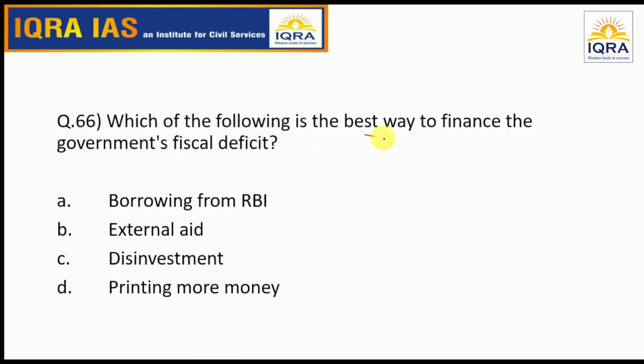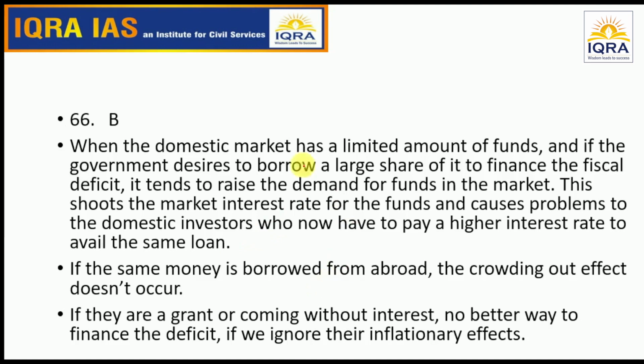Which of the following is the best way to finance government's fiscal deficit? Borrowing from RBI, external aid, disinvestment, printing more money. The best is borrowing from abroad, because in that the crowding out effect doesn't occur. The domestic market already has limited funds, and if government takes up a large chunk of money from the domestic market, crowding out will happen for domestic borrowers, so private borrowers.